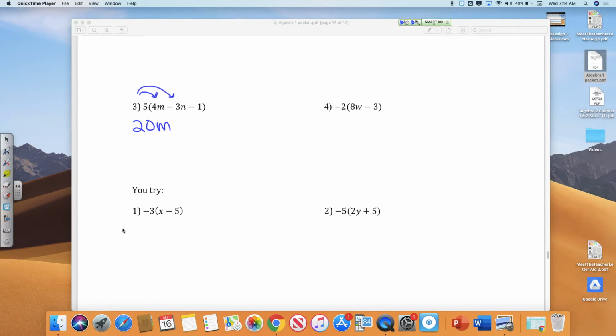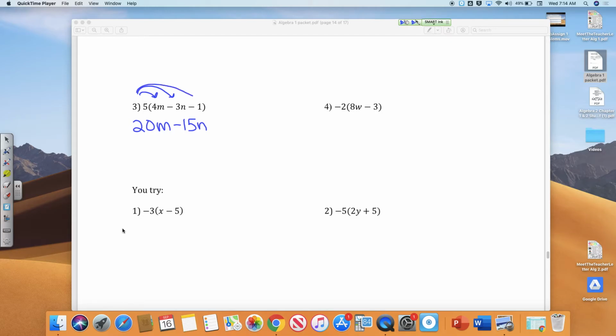Step 2, 5 times the second term here. Now you have 2 options. You can either think of that second term as a negative 3n, or you can think of it as a 3n connected by a subtraction sign. Either way, you're going to get a minus sign to combine these 2 things together. So 5 times negative 3n is negative 15n, or you can think of it as 5 times 3n, which is 15n, held together by a minus sign. Either way, you're going to get this next term being minus 15n.